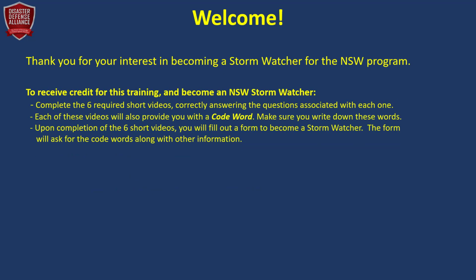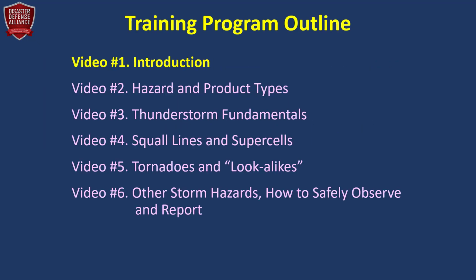To receive credit for this training and to become a Stormwatcher, you need to complete the 6 required short videos, correctly answering the questions associated with each one. Each of these videos will also provide you with a code word. Make sure you write down these words. Upon completion of the 6 short videos, you'll fill out a form to become a Stormwatcher. The form will ask for the code words, along with other information.